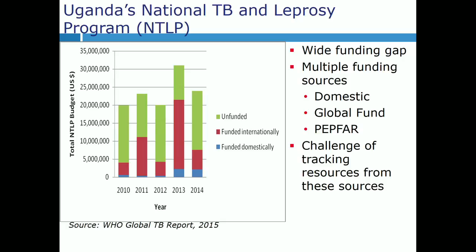So generally, as you have heard in the previous sessions, the TB program is faced with wide funding gaps, and we are not getting any new partners that are supporting only TB services. Also in Uganda, we have very limited domestic funding. Global Fund is known as one of the major funding sources for the TB programs, but we also know PEPFAR is available to support the HIV programs, and in Uganda, PEPFAR supports most of the HIV work.